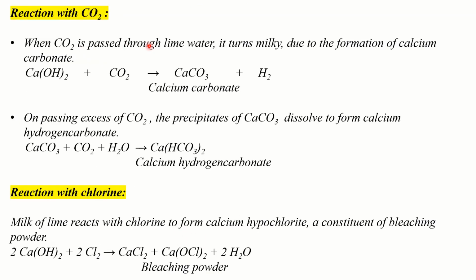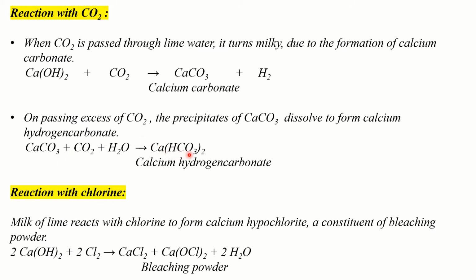Now, let's see how lime water reacts with carbon dioxide. When carbon dioxide gas is passed through lime water, which is nothing but an aqueous solution of calcium hydroxide, calcium carbonate is precipitated, and as a result, it turns milky. Now what happens if you pass excess of carbon dioxide into this solution? On passing excess of carbon dioxide, the precipitate of calcium carbonate will dissolve to form calcium hydrogen carbonate.